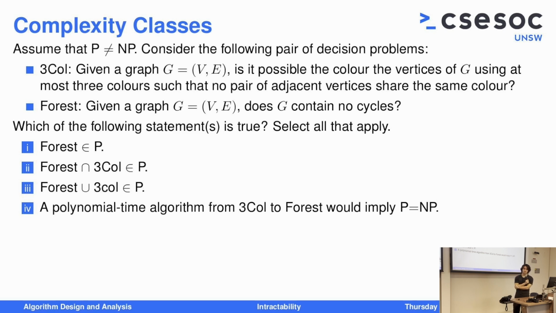Do you think it's false? Forest and 3-coloring is in P. Okay, we'll get to that in a second. Forest or 3-coloring, that's in P. What do we think? False? That's false. Okay. Why? Well, why is it false? 3-coloring is NP-hard, yeah. But does forest affect it in some way? Could it conceivably affect it in some way, and why does it not?